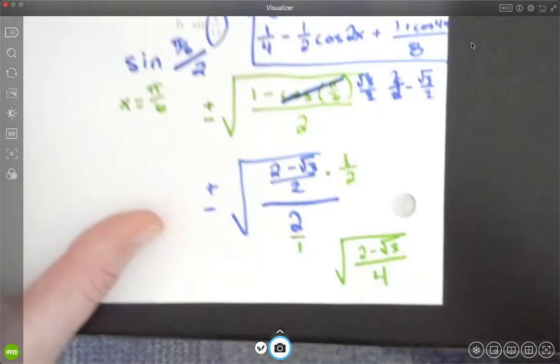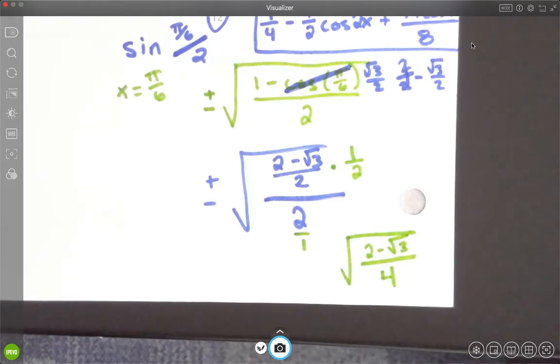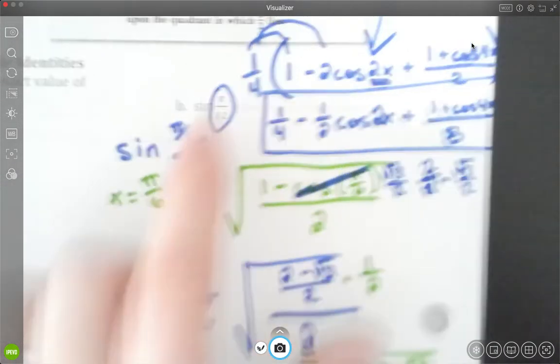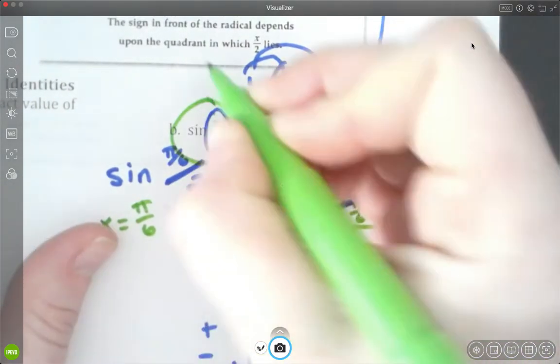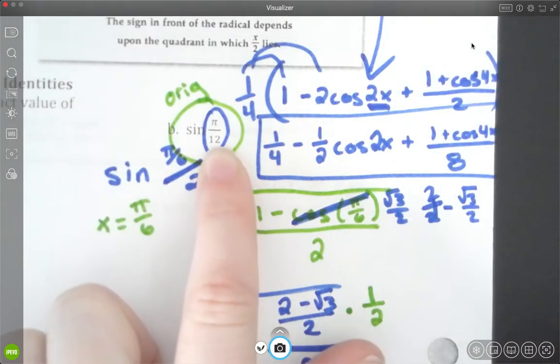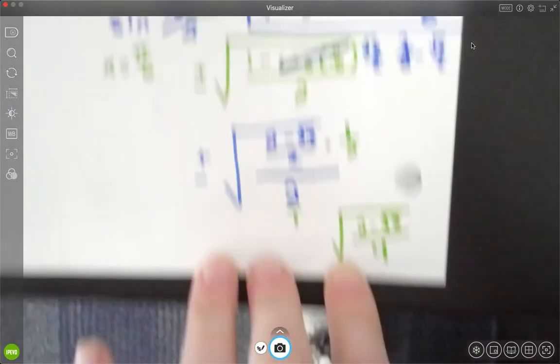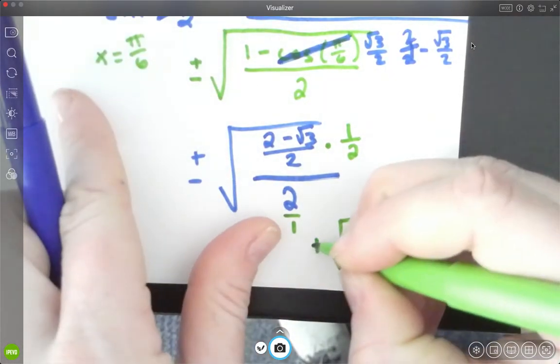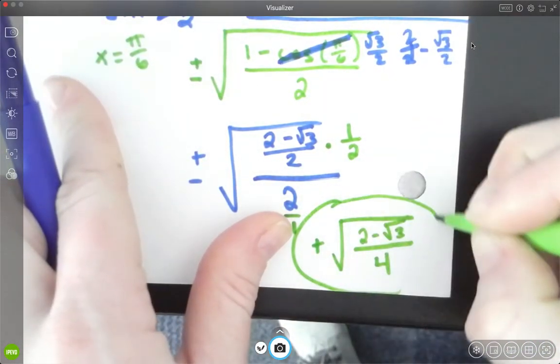Now, one more thing. It does not stay plus or minus. We have to decide whether it's going to be positive or negative. So, looking at the original, what quadrant will pi over 12 be in? It will be in the first quadrant. Sine of something in the first quadrant will be positive or negative? It will be positive. So that's how I decide this. This is what it will look like.